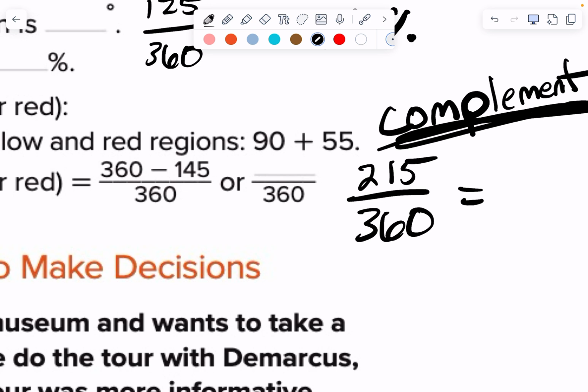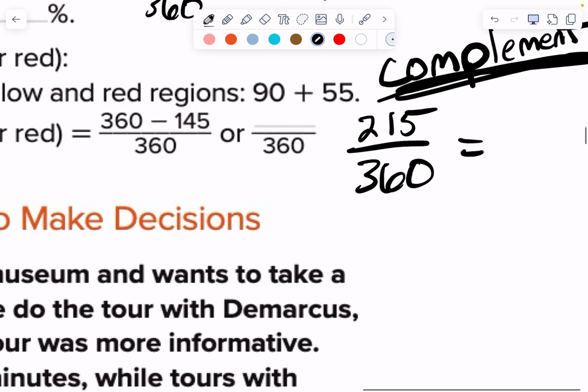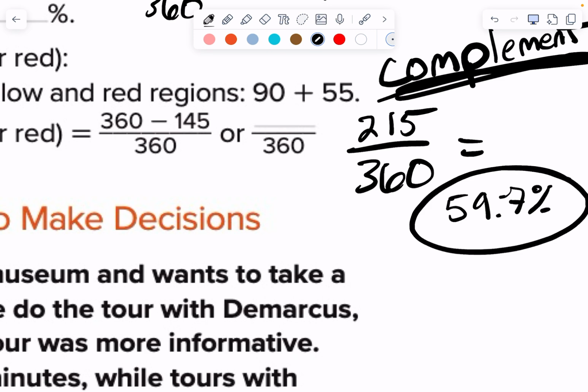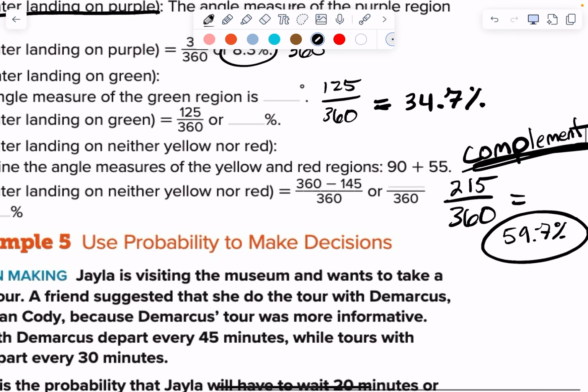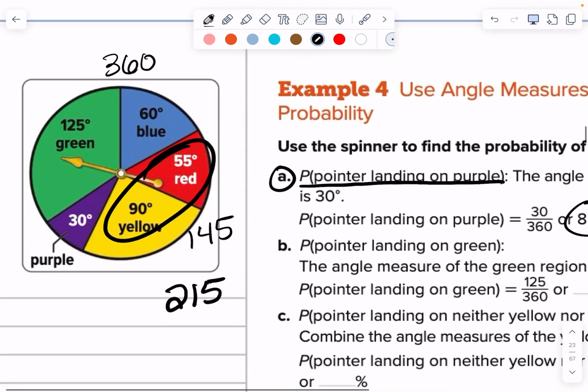Okay, what is 215 over 360? Jordan, what do you got? 59.7 degrees. Or percent, not degrees, percent. Close enough. Okay, 59.7. Everything's out of 360 because 360 degrees. Got it? Yeah?